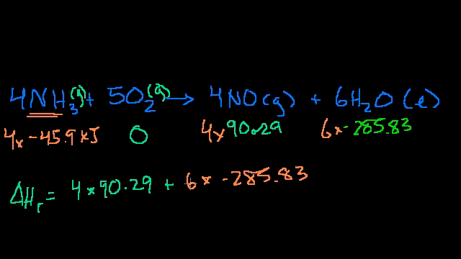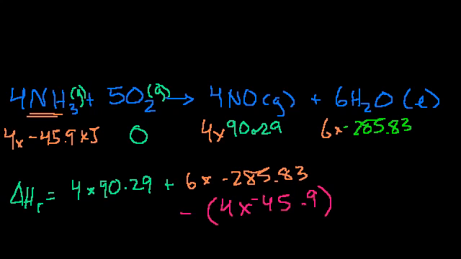But anyway, these are the heats of formation of the products, and then we want to subtract out the heats of formation of the reactants in our reaction. So here it's 4 times 45.9. Oh, and let me make sure it's a minus 45.9. Right? That was ammonia, which had a minus 45.9 heat of formation.